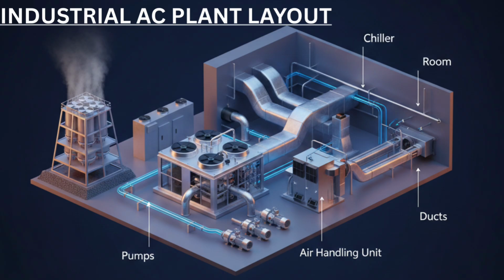Inside the AHU, air passes over chilled water coils and gets cooled. The cooled air is distributed through ducts to rooms. Meanwhile, heat removed from the building is rejected at the cooling tower. So the complete flow is chiller, pump, AHU, room, return, cooling tower. Industrial systems are large capacity and designed for continuous operation.